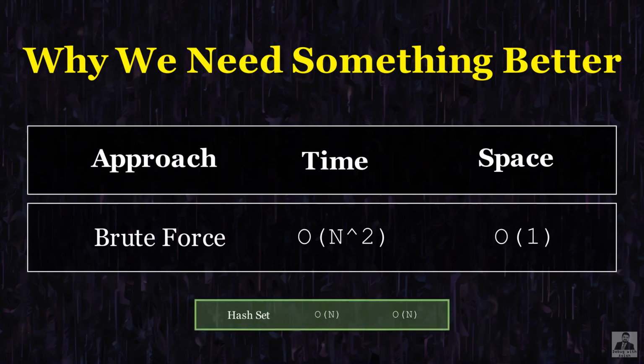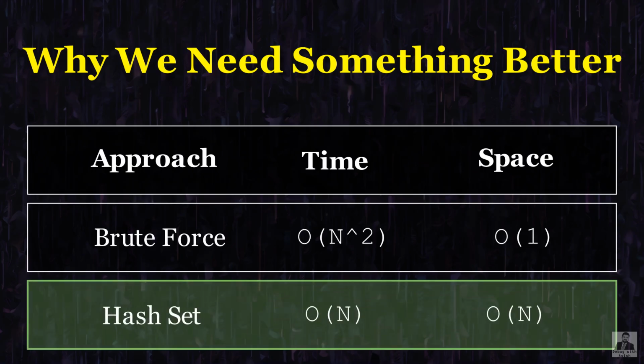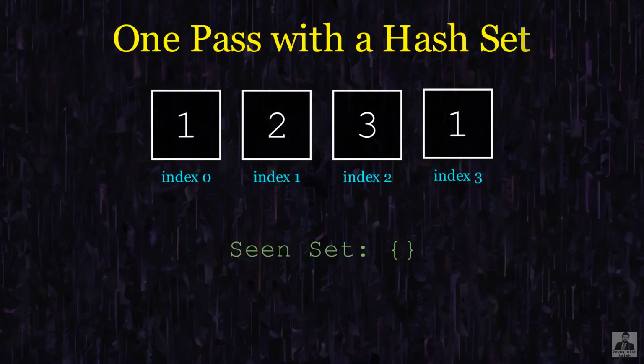A hash set flips this entirely. We give up a small amount of memory to store what we've seen, and in exchange, we get a single pass through the array, bringing us down to linear time. As we walk through the array, we ask one question at each number. Have I put this value in my set already?